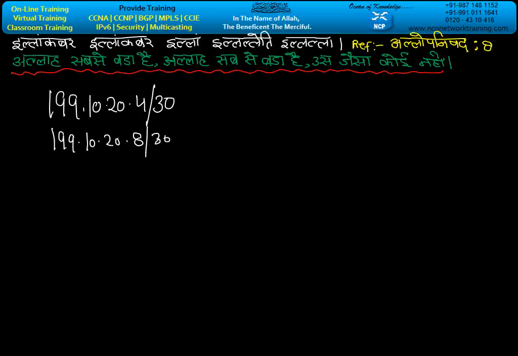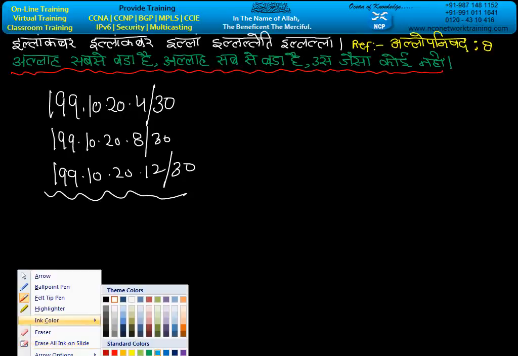Let's say we have three subnets. 199.10.20.4/30, its major NID is 199.10.20.0/24, and it is the part of the major network, and the second network is 199.10.20.8/30, and the third network is 199.10.20.12/30. We want to summarize three subnets.